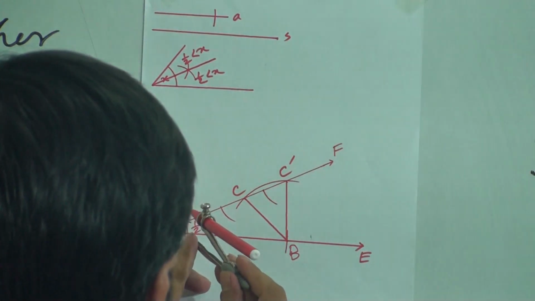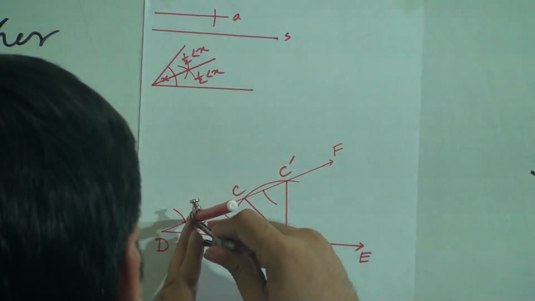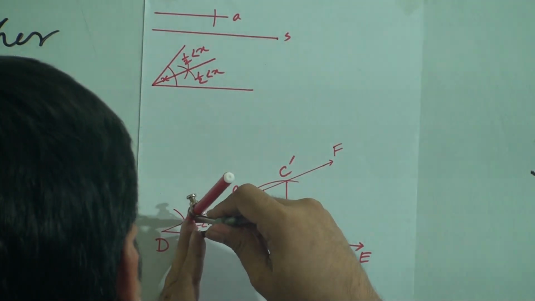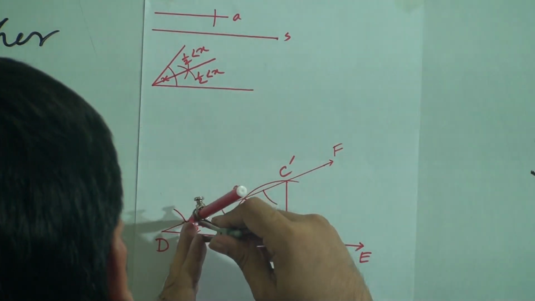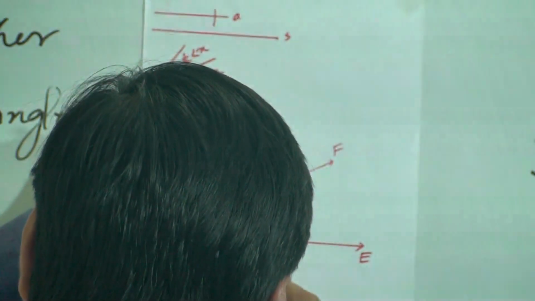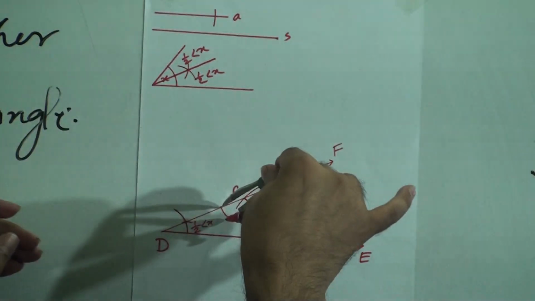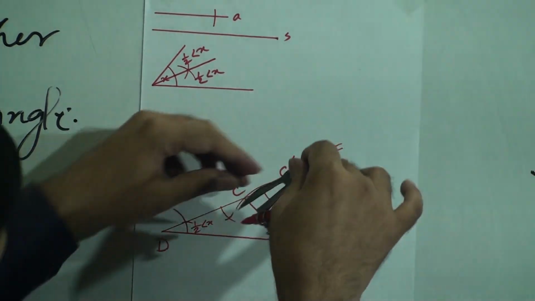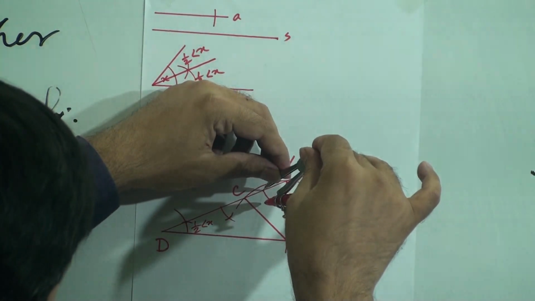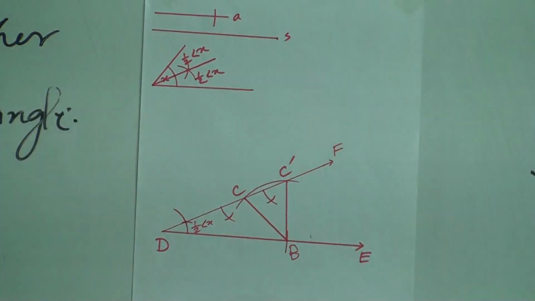Now measure this arc length here. So we can cut from here and here also. Now we can join.